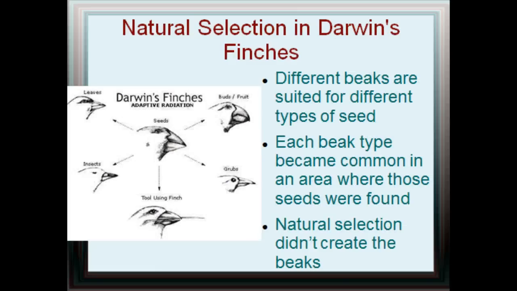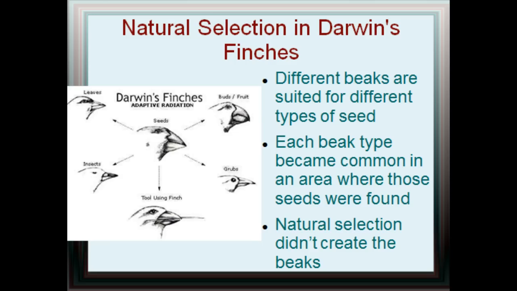Now a second mention about Darwin's finches that you can see here in this slide. Now again, Darwin believed that the different beaks were suited for different types of seeds. And you can see the different beaks here in this picture. And that each beak type became common in an area where those seeds were found, which makes sense. Natural selection didn't create the beaks, but the seeds in that particular area were more suited for a particular kind of beak. So those beaked finches survived and passed on those traits, and the others did not.